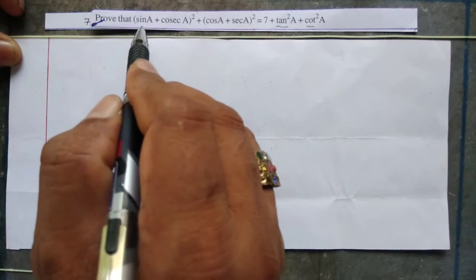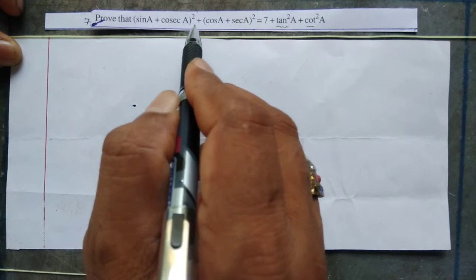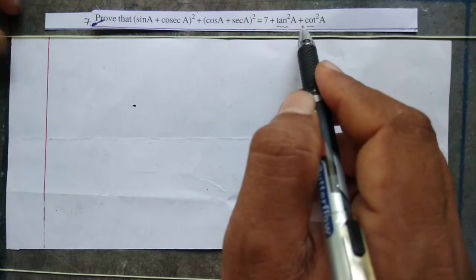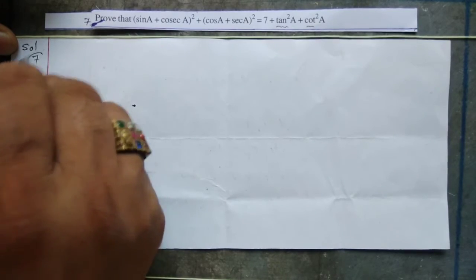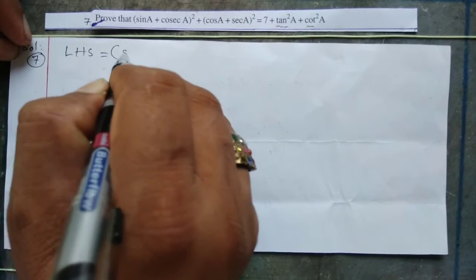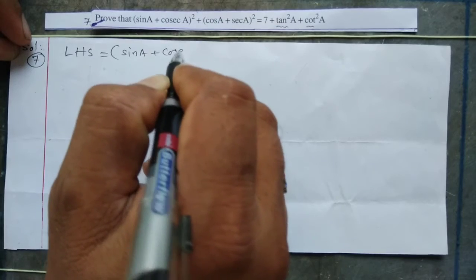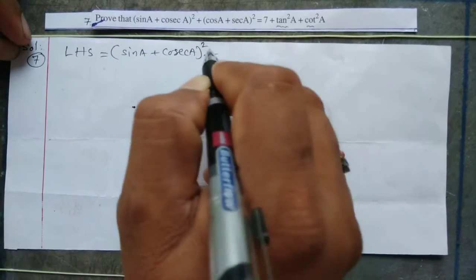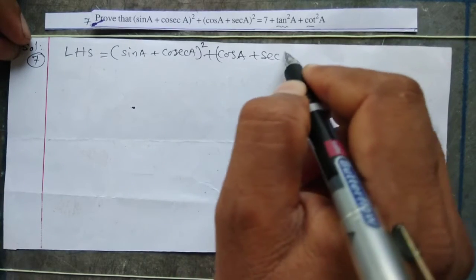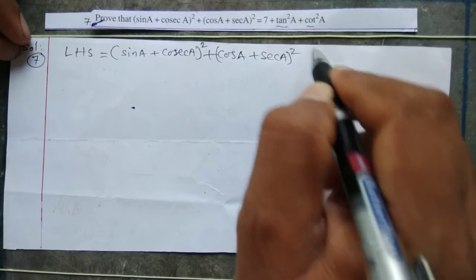Seventh problem, prove that sin A plus cosec A whole square plus cos A plus sec A whole square is equal to 7 plus tan square A plus cot square A. Solution for seventh problem. LHS, I will take LHS and show RHS. LHS, sin A plus cosec A whole square plus cos A plus sec A whole square. This is LHS.